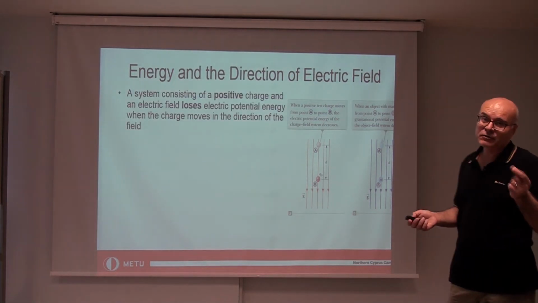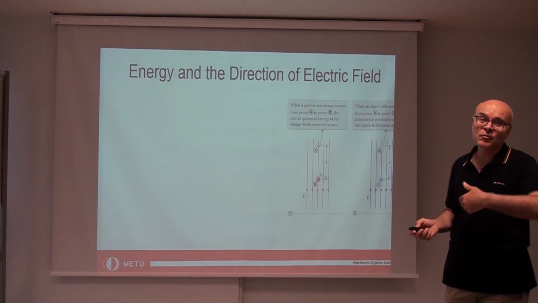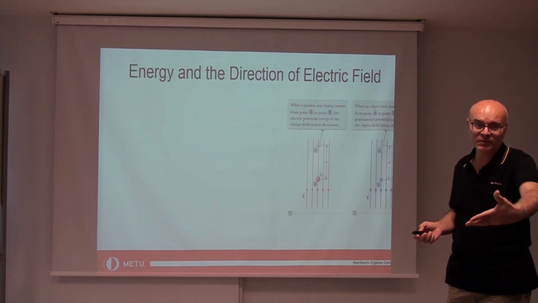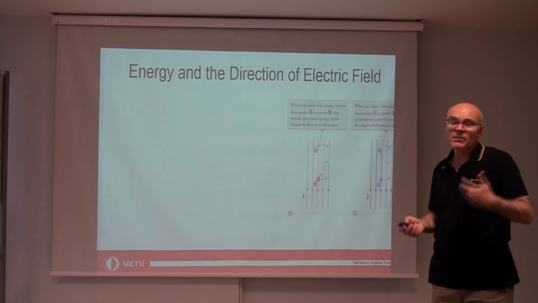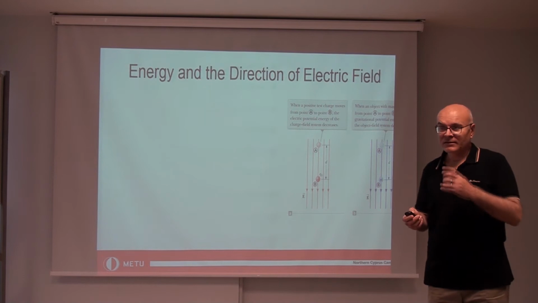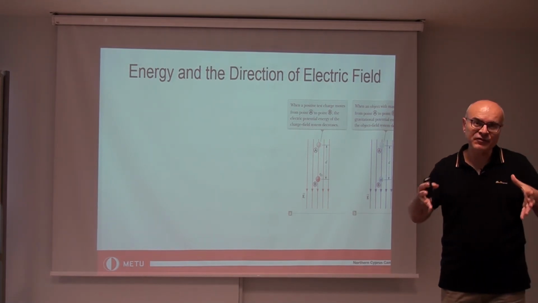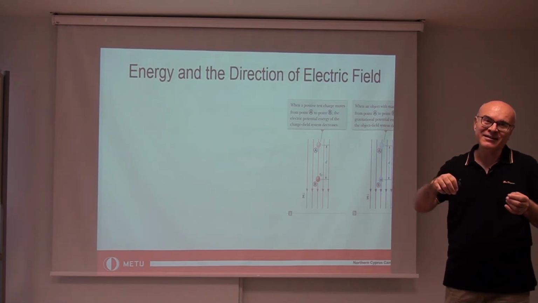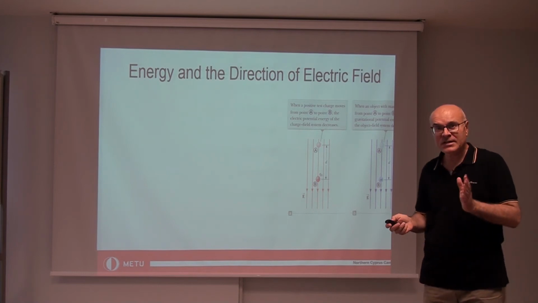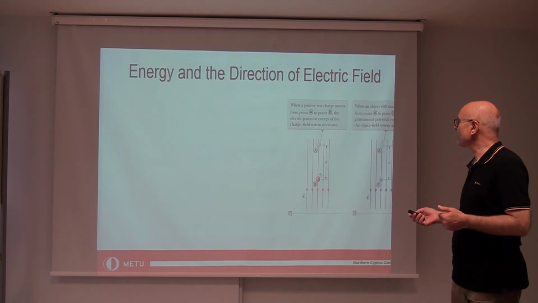Now, what about potential energy? We have said that when you move along the field lines, you are actually moving through a potential drop. Okay? Now, what happens to the potential energy in this case? To define the potential energy, field is not sufficient. You need another charge. You need a system of a charge and a field to define the potential energy. So let's investigate what happens to the potential energy in this case.